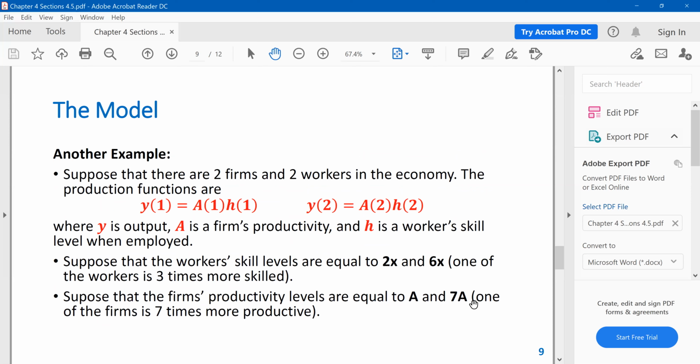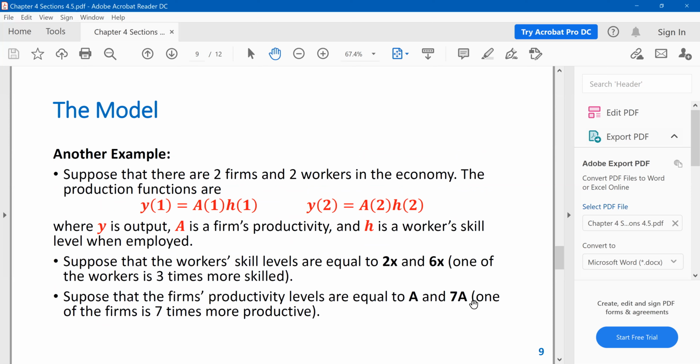Another example would be creating the complementarity not between workers, but between the firm and the worker. Now this becomes more of a macro example. We have two firms in the economy and two workers. You may imagine we have 200 firms or 2,000 firms and 2 million workers; it doesn't really make a big difference. What is important here is that one firm is more productive than the other, and one worker is more skillful than the other.